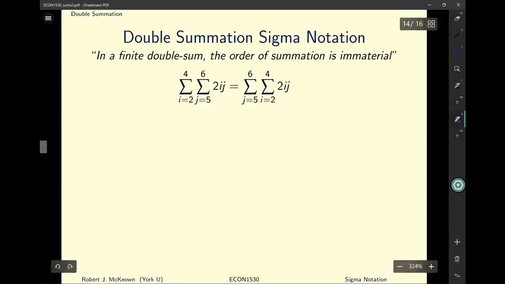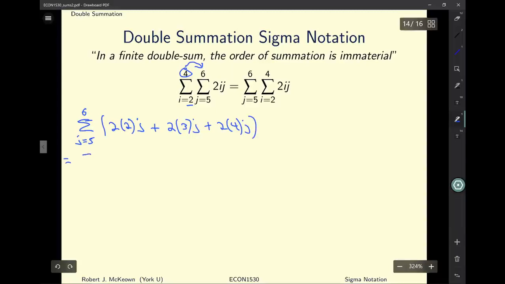So if I start from the outside and work my way in, which is kind of natural because you remember the FOIL rule, I'm going to evaluate this expression. So I'll evaluate the i first. So I'm going to have the sum j equals 5 to 6, and then I am starting with i equals 2. So I'm going to have 2 times 1 times j, where the j remains, plus 2 times 2 times j, plus 2 times 3 times j, plus 2 times 4 times j.